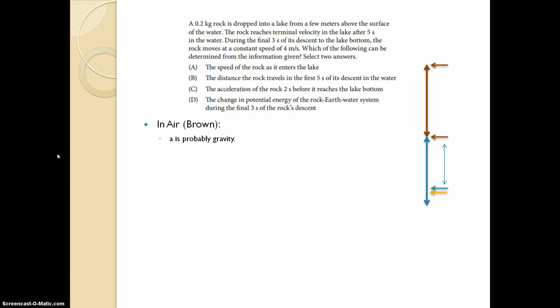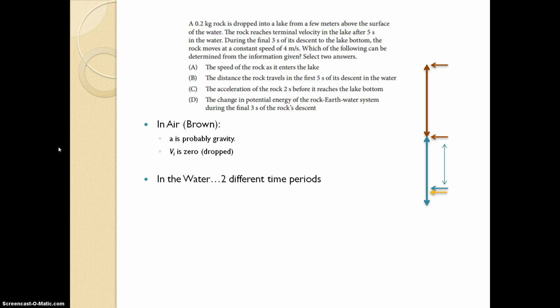So in the air, brown, let's see what we know here. First of all, we know the acceleration is probably gravity. It doesn't say ignore air resistance, but I think it's okay to assume here. And second, we know that the initial velocity is dropped, and that's it. We don't know the final velocity. It isn't 0 when it hits the water because it keeps on going. We don't know the time. We don't know the displacement or how far it went. So the brown area is completely unknown. We only have 2 things of the 5 that we need.